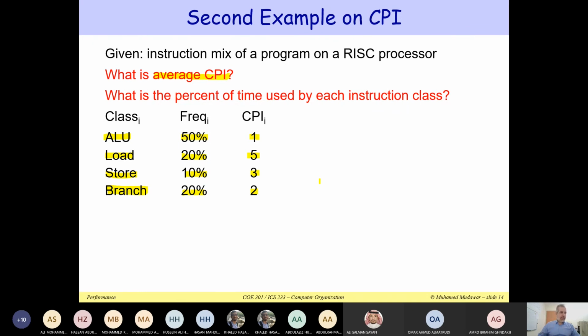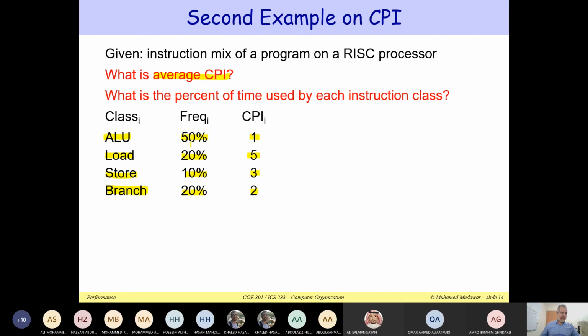So suppose that we have 100 instructions. 50 will be ALU, 20 will be load, 10 will be store, and 20 will be branch. Correct? So what we have to do is multiply the instruction count by the CPI. So we multiply 50 by 1. We add to it 20 multiplied by 5, and then 10 multiplied by 3 and 20 multiplied by 2. And then we add them up and divide by 100, assuming we have 100 instructions.